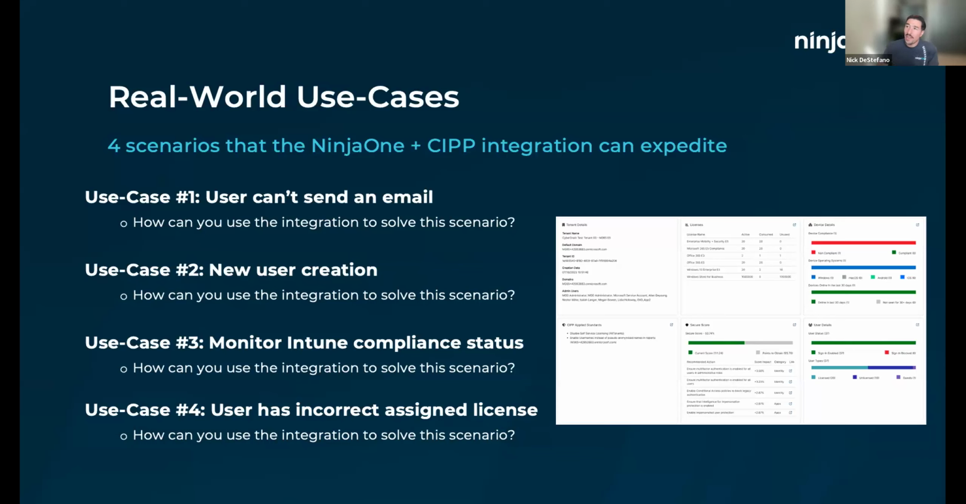So we have 4 scenarios that the NinjaOne and CIPP integration can expedite. The first use case is going to be a user can't send an email. The overall question here for these 4 is how can you use this integration to solve the scenario? So the first one will be user can't send an email, right? They're having difficulty. The second one is going to be new user creation. The third is going to be monitoring Intune compliance statuses. And the fourth, user has incorrect assigned licenses. So with that, I'll hand it back over to Luke quick to walk through.